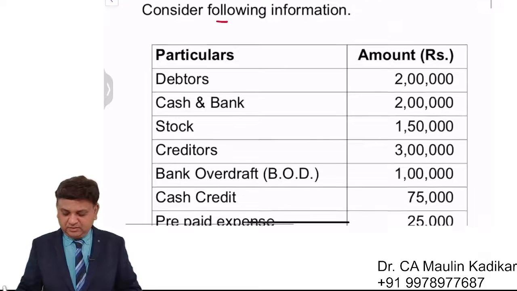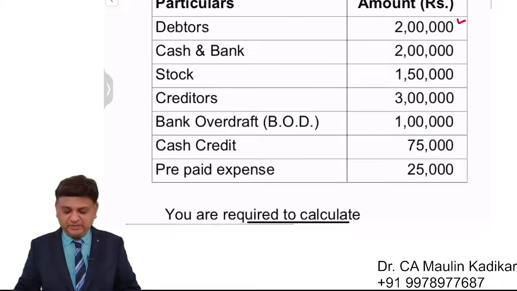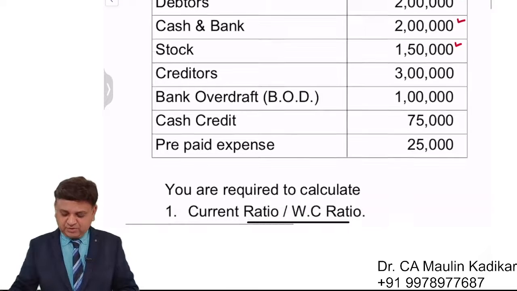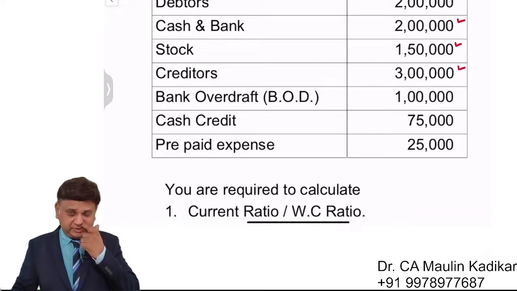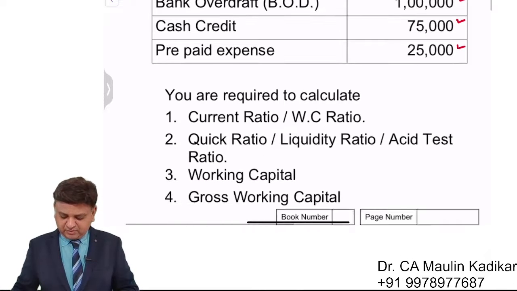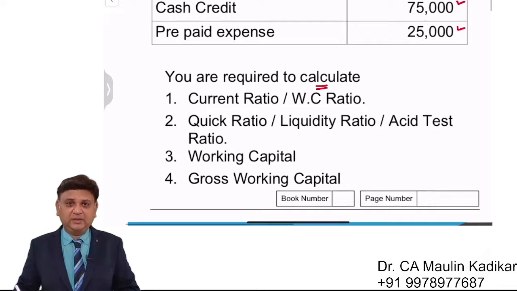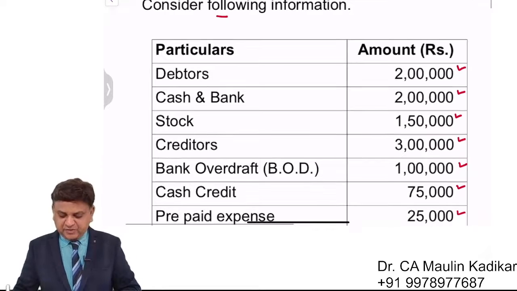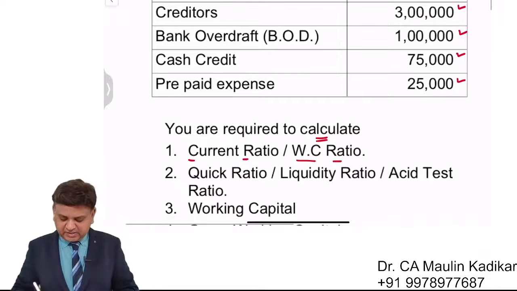Consider following information. Debtors are an amount of 2 lakhs of rupees. Cash and bank is 2 lakh. Stock is 1 lakh 50,000. Creditors is 3 lakhs. Bank overdraft is 1 lakh. Cash credit is 75,000. Prepaid expenses are 25,000. You're required to calculate. There are 4 questions. Current ratio, and it has a different name called working capital ratio, and so on. Further questions are there. I request you to write in the chat box what is the current ratio, which is also given a name as working capital ratio.